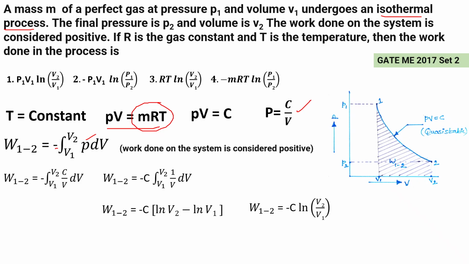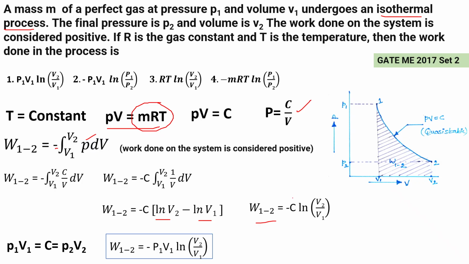And this equation can be written as W12 equals minus C into integration of 1 by V dV, which is the Ln. Then the equation will become W12 equal to minus C into Ln V2 minus Ln V1. And the equation will become W12 equal to minus C into Ln V2 by V1.